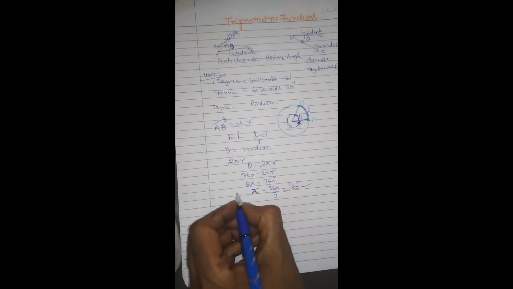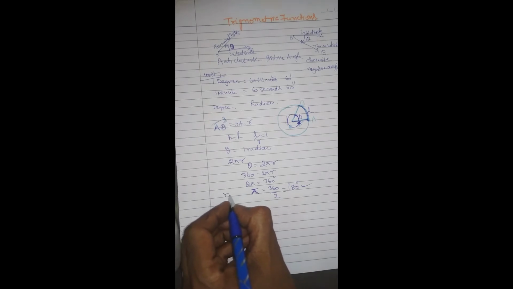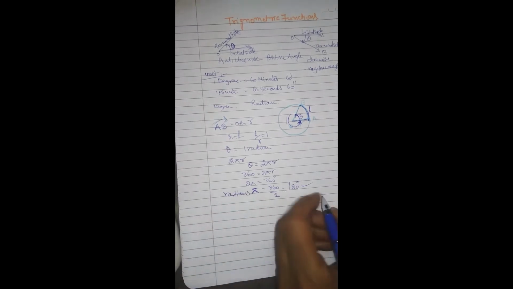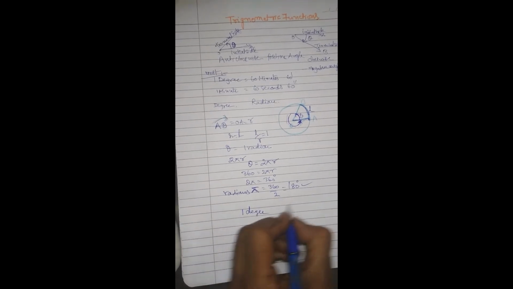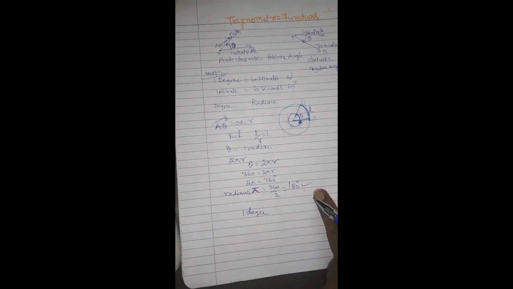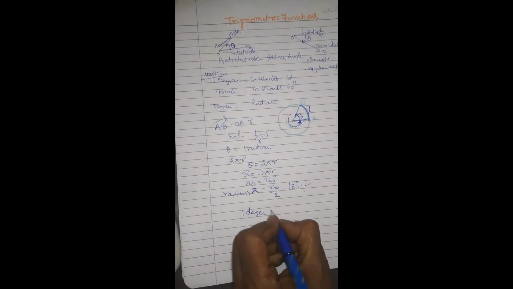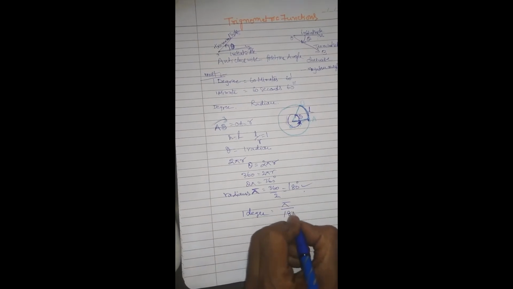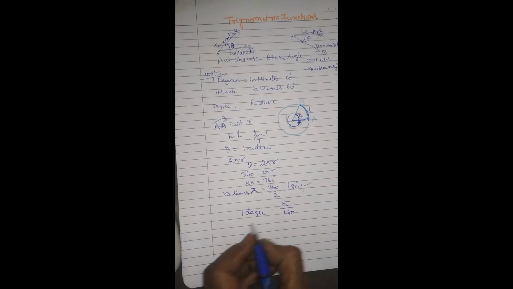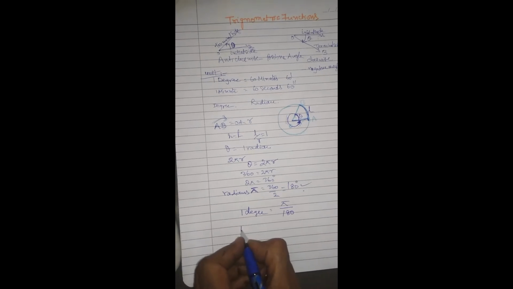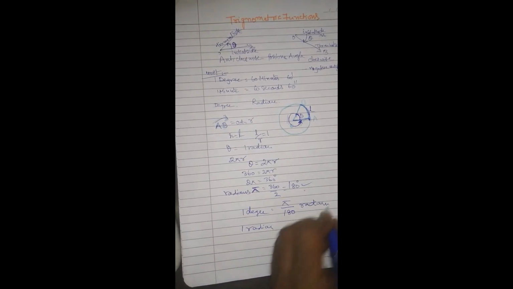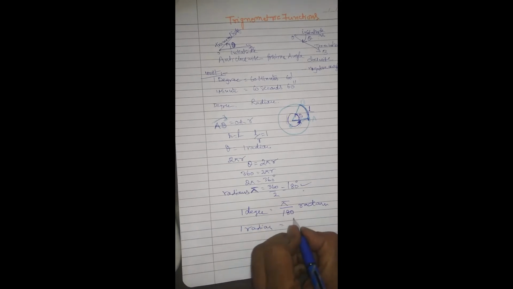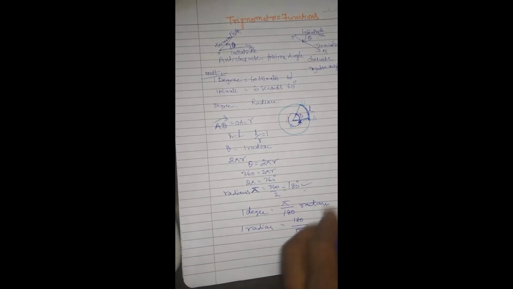So pi radians is equal to 180 degrees, right? 1 degree is equal to how much? 1 degree is equal to pi radians divided by 180. So 1 degree is equal to pi by 180. Similarly, what is 1 radian? 1 radian, by cross multiplication, is equal to 180 by pi. With this, we'll convert from radians to degrees and degrees to radians.